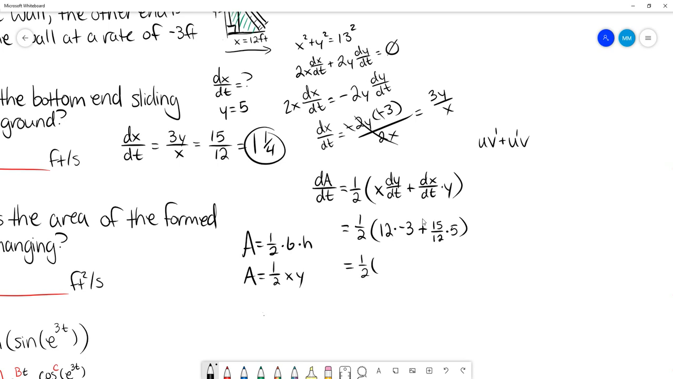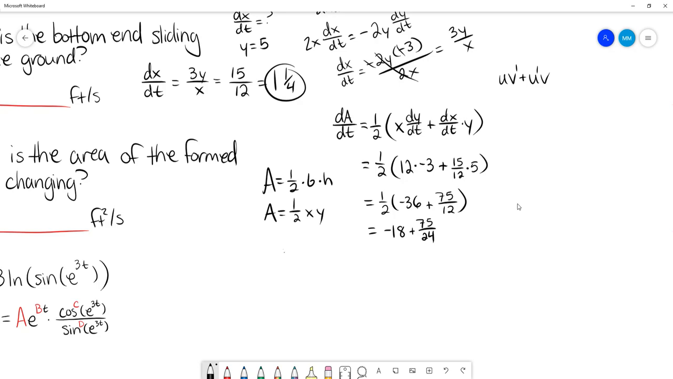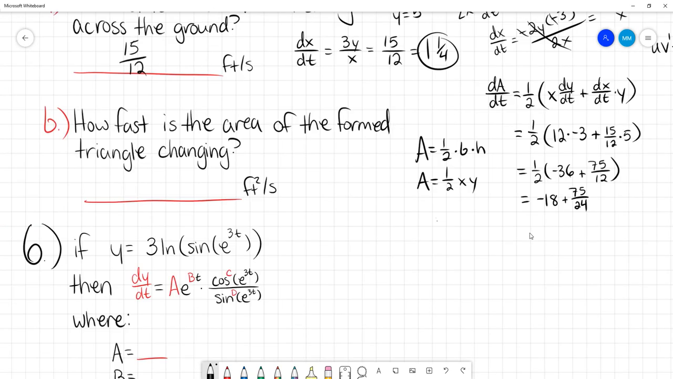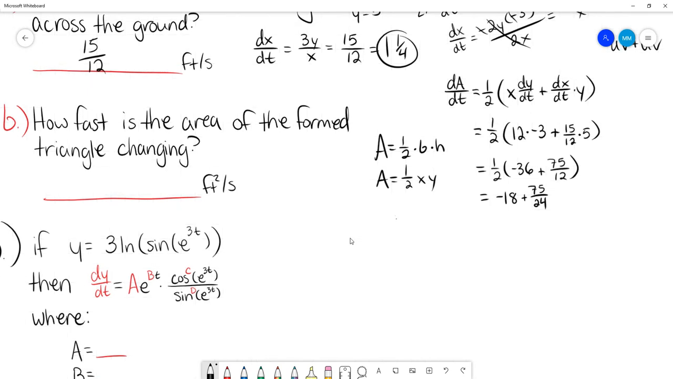So it's going to be 1/2 times the -36 plus, 15 times 5 is 75 over 12. And I'm going to go ahead and distribute that half actually. So 1/2 of -36 is -18 plus, and that's going to be 1/2 of this, which is going to be 75 over 24. And it's a little ugly because we've got some bigger numbers than I'd hoped. So we've got dA/dt equals whatever this turns out to be, which looks like it's a negative number. So the area is decreasing.